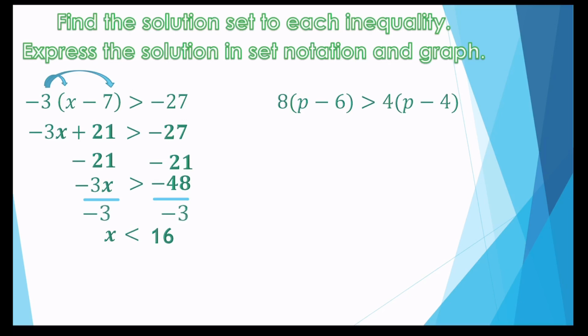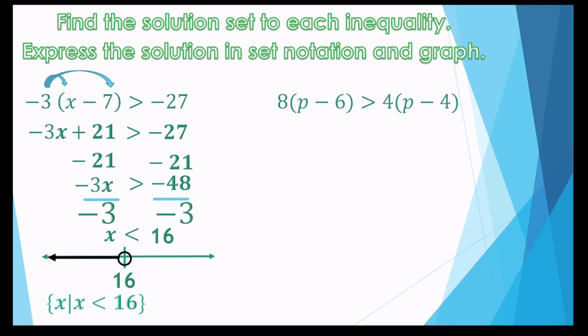If I graph, okay, I put my number line, I put a positive 16. It's going to be an open circle, and I'm going to shade to the left. My set notation is x such that x is less than 16. Okay, meaning any number that is less than 16, you could plug into this inequality and the statement would be true.